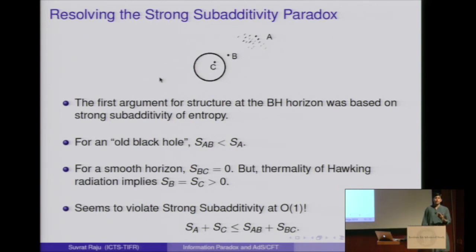However, if the horizon has to be smooth, then this bit B also has to be entangled with this bit inside the black hole, which is C. Okay? But the strong subadditivity in this case is a statement of the monogamy of entanglement, which says that B can't be entangled both with C and with A, and that leads to an order 1 contradiction with a rather general theorem in quantum information theory. I want to emphasize that it's an order 1 contradiction. It's not something you can get rid of by using small corrections, if this is really applicable.